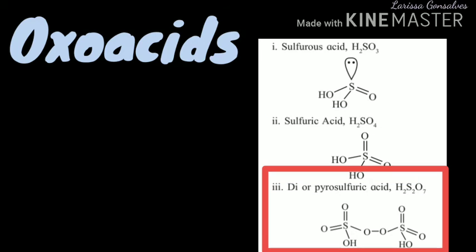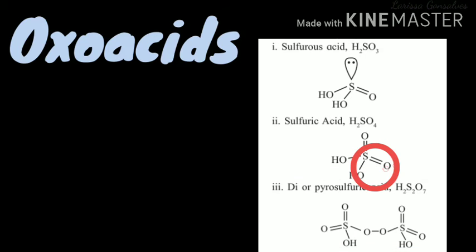Next is di or pyrosulfuric acid with the formula H2S2O7. So below is the structure of pyrosulfuric acid. Always keep in mind, when you attach an oxygen atom to the element sulfur, it is always attached with a double bond, and the OH group with a single bond, because when hydrogen comes in contact with oxygen, that double bond gets converted into a single bond.